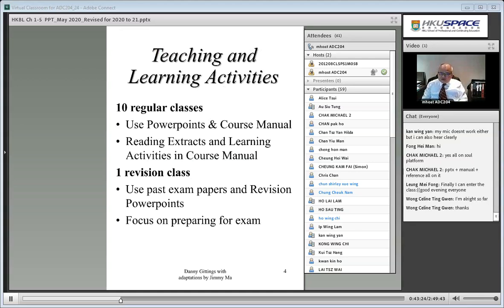There are 10 regular classes, on Tuesday and Thursday as regular lessons. There's one lesson, I think it's December 19th, which is a Saturday, that you will be required to attend. Otherwise, other classes will be Tuesday and Thursday. Following the 10 regular classes, we will have one revision class. At the moment, it's scheduled for April, I think April the 1st, but it is still subject to confirmation.